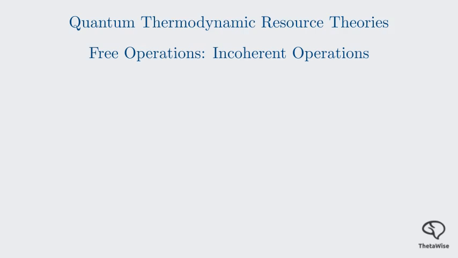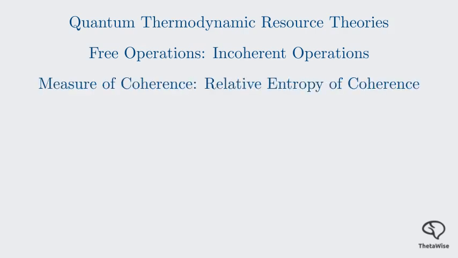The theory then defines measures of coherence. A valid measure must be non-negative, zero for incoherent states, and non-increasing under incoherent operations. One common measure is the relative entropy of coherence, which quantifies the distance of a state from the set of all incoherent states. This framework allows us to answer questions like, how much coherence is needed to perform a certain task? How much coherence can be extracted from a given state? And how efficiently can we convert one form of coherence into another? So, resource theories provide a rigorous mathematical framework for quantifying and manipulating quantum resources like coherence by defining free operations and measures of the resource.